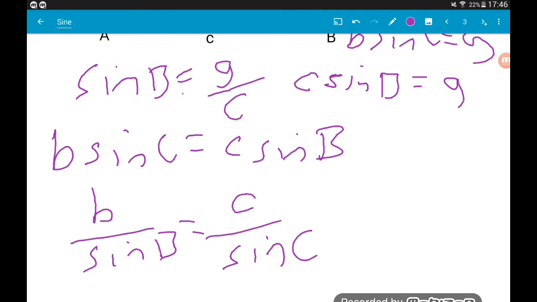So we know then from before that A over sine A is equal to B over sine B. Now we've just shown that B over sine B is equal to C over sine C. So all three things are equal. Job done. Cheers, guys.